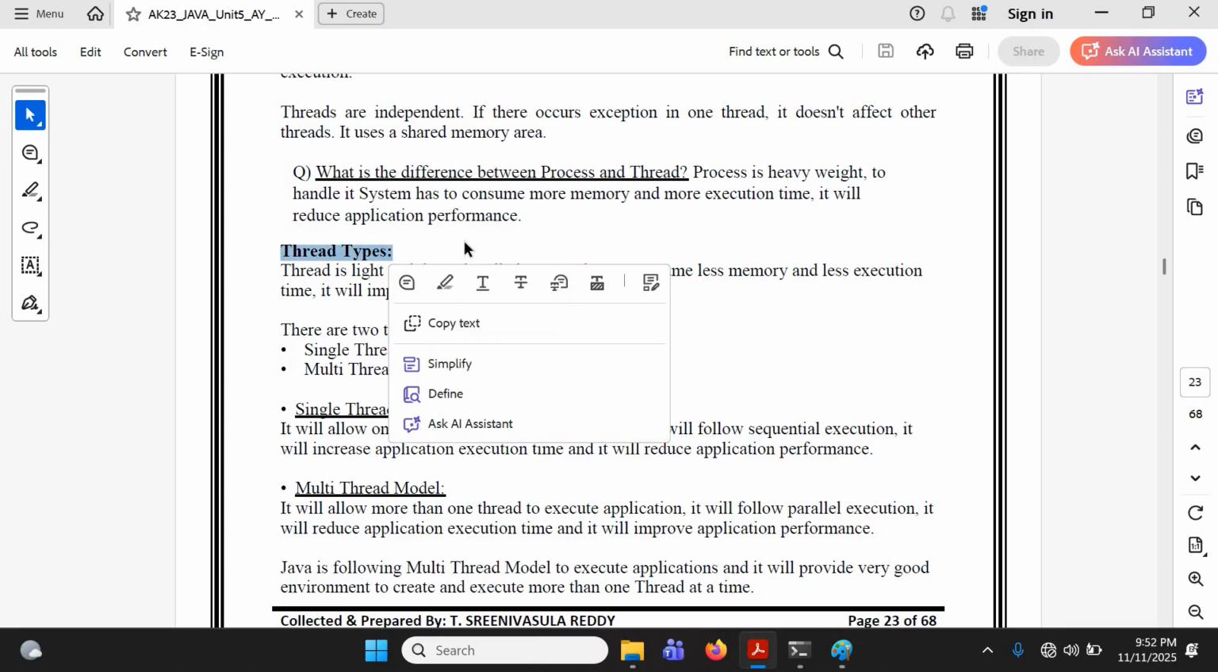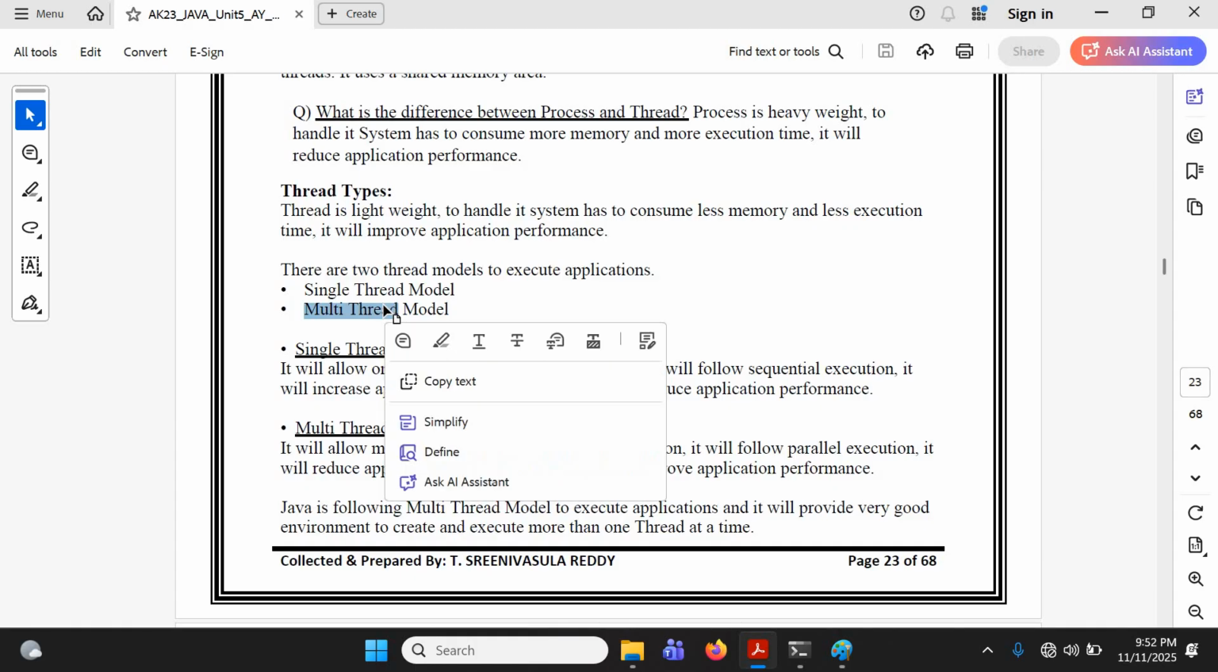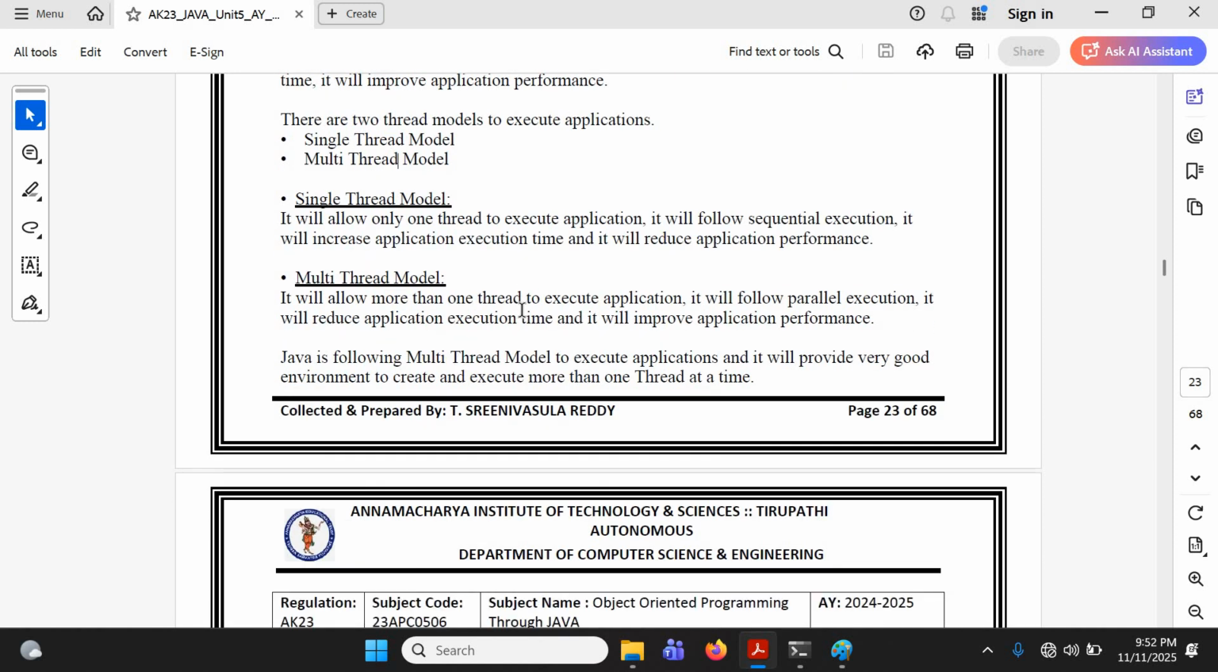We have two types of threads: single thread and multi-thread. A program may have only one thread, and a program may have multiple threads. If a program consists of only one thread, that is called the single thread model. If a program consists of more than one thread, that is called the multi-thread model.